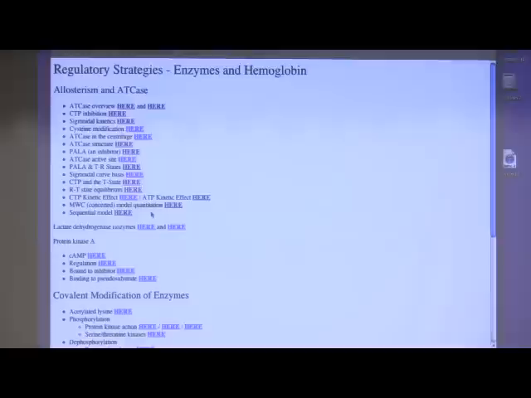So I want to talk about protein kinase A. Protein kinase A, you're going to hear a lot about the rest of this term. Protein kinase A is one of the most important enzymes in the cell for a process known as signaling. Signaling is a process whereby information is communicated, in this case, within the confines of a cell.